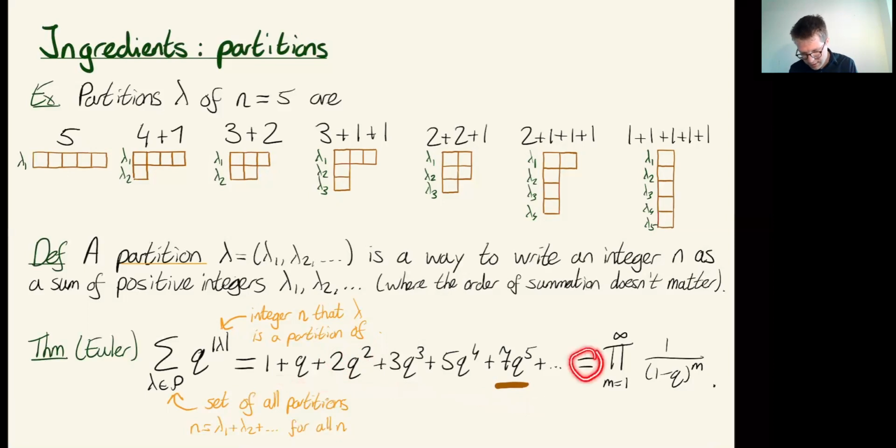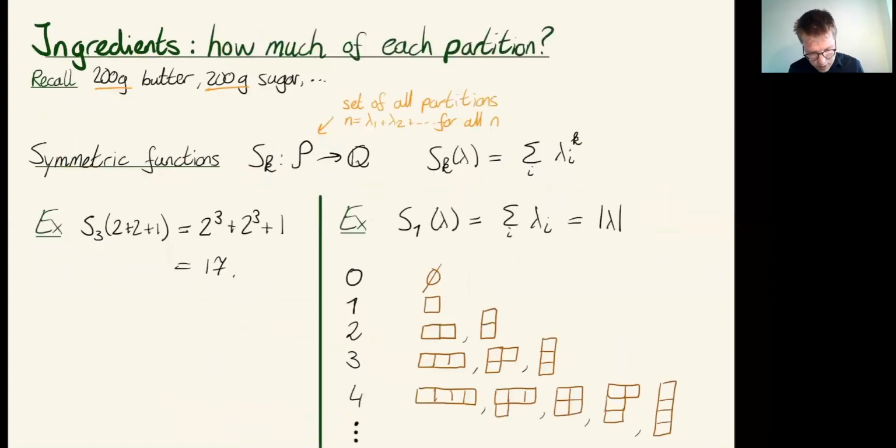And then we have here an equality, which is due to Euler, that you can write this generating series as this infinite product. So this means that if you consider this as a formal power series in q, as we are doing here, and you take the Taylor expansion of this infinite product, then you will end up with this generating series of partitions. Okay, so far so good. We have seen the ingredients of our recipe. Now let's take a look into how much we take of each partition.